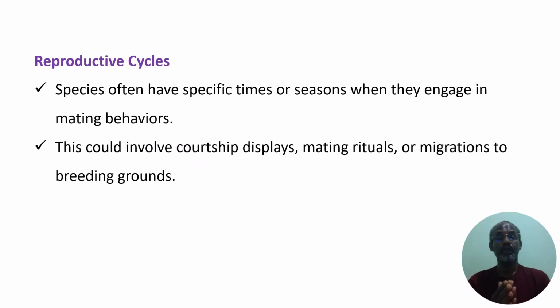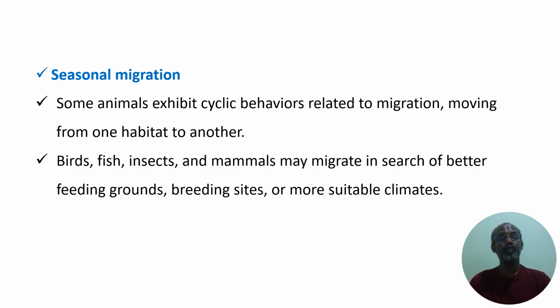reproductive months. Crocodiles usually reproduce in April, May, June. These months are specifically important as far as reproduction in crocodiles is concerned. Therefore, you do have some time in the year where these animals reproduce, then it repeats. Each year it repeats the same reproductive behavior in that particular time of the year, and therefore this is the reproductive cycle. This could involve courtship display, mating rituals, or migration to breeding grounds in that particular season.